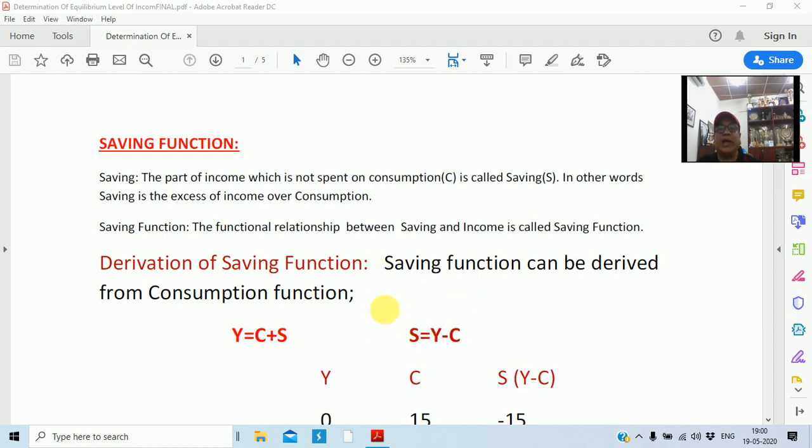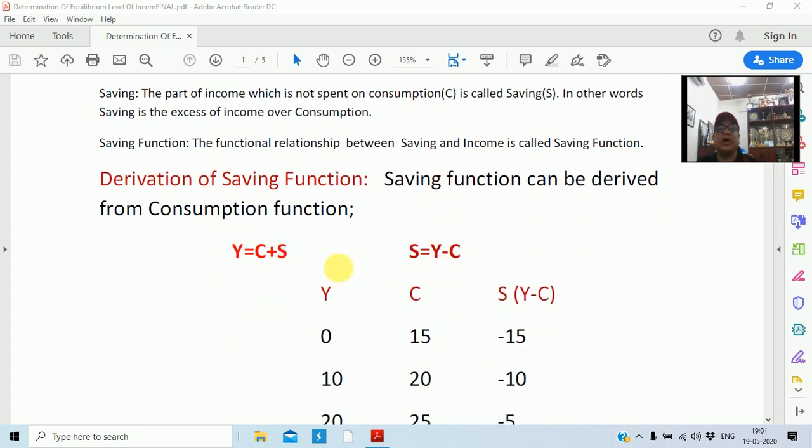Now coming to another definition, in other words, saving is the excess of income over consumption. After consumption, what is left is called saving. And what does saving function talk about? It talks about the functional relationship between saving and income, meaning how saving depends upon income. Let us see. First we are going to see how to derive saving function from consumption function. This is a possible question in the board, either of 4 marks or of 6 marks. What will be the question? Explain the derivation of saving function from consumption function.